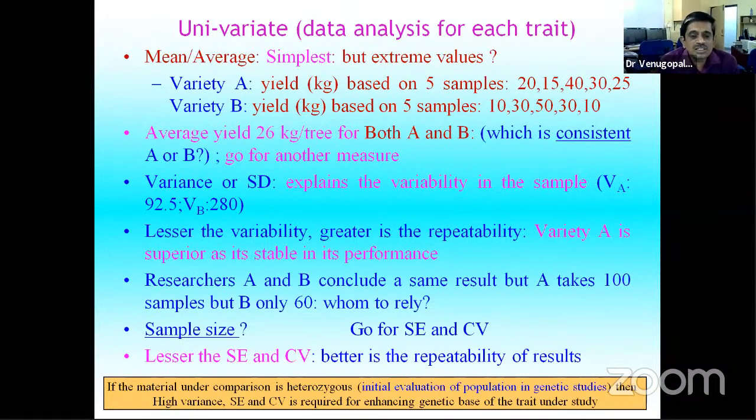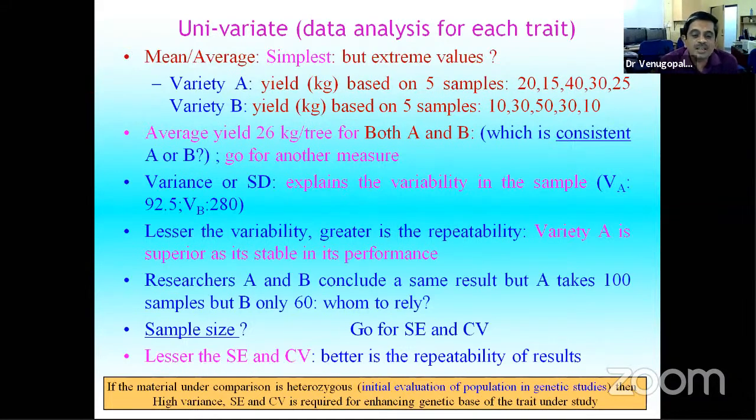Say both researchers A and B conclude the same result, but the first one takes 100 samples and the next one takes 60. Whom to rely on? For this purpose, we compute another measure called standard error and coefficient of variation. The lesser the standard error and the lesser the coefficient of variation, the better is the repeatability of the results. But there is a rider in this.